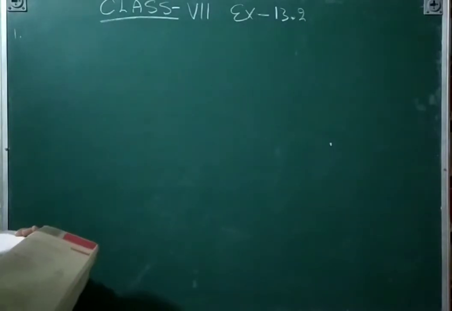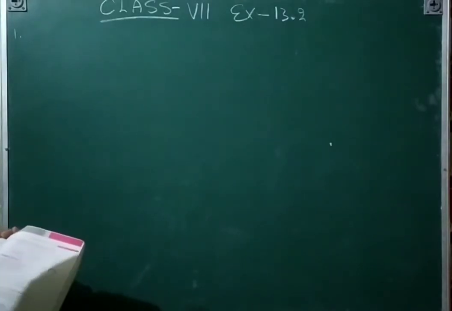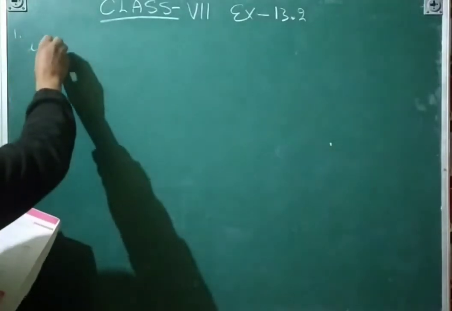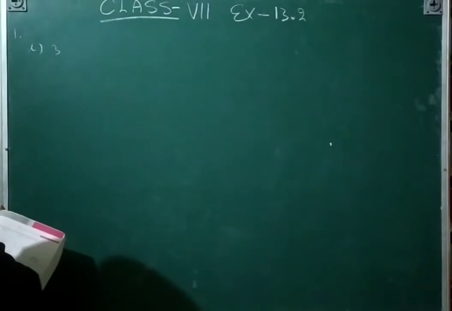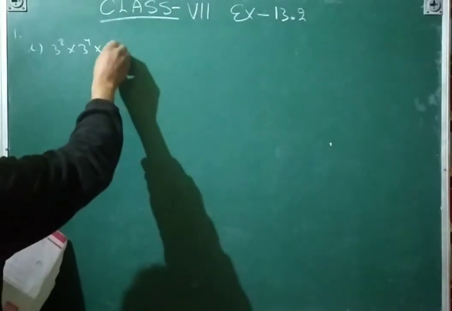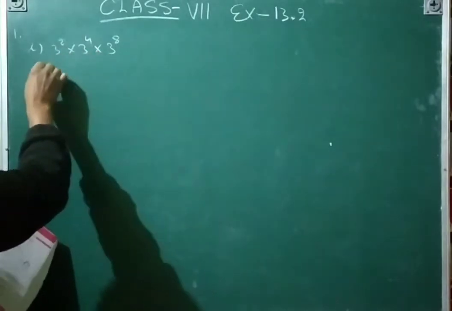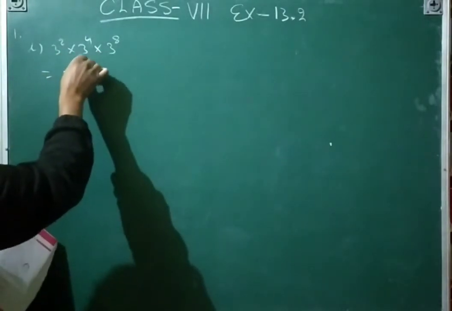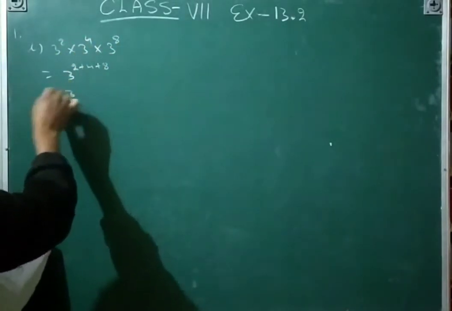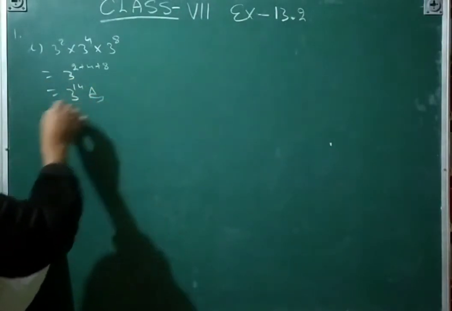Exercise 13.2. In this exercise you will read the rules of exponents. The first part is 3 power 2 multiply 3 power 4 multiply 3 power 8. If the base is the same, then we write the base the same and the powers will be added. If there is a multiply, then the power will be added. So 3 power 14 is the answer.